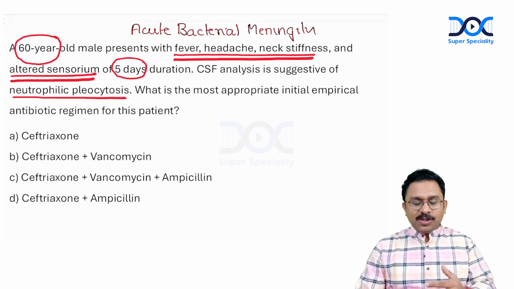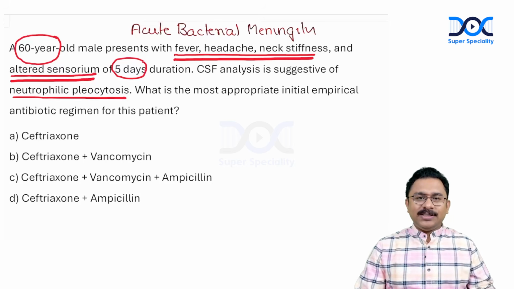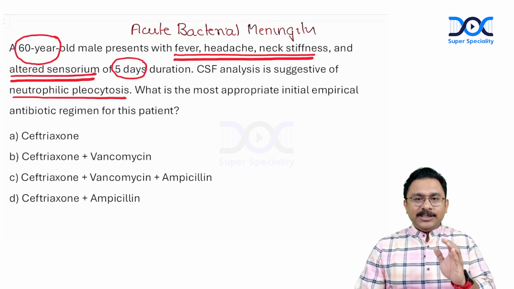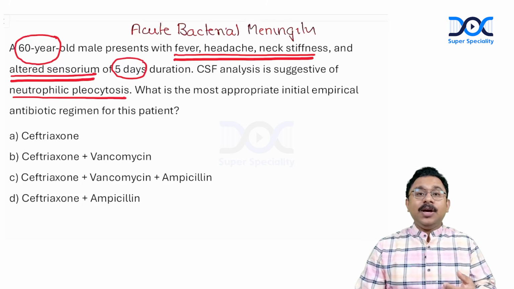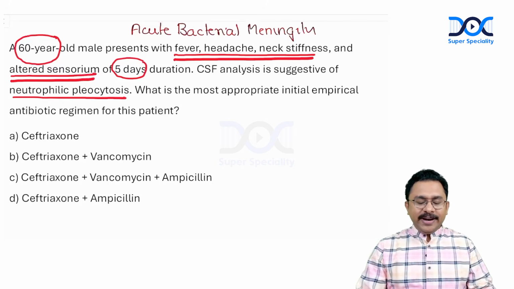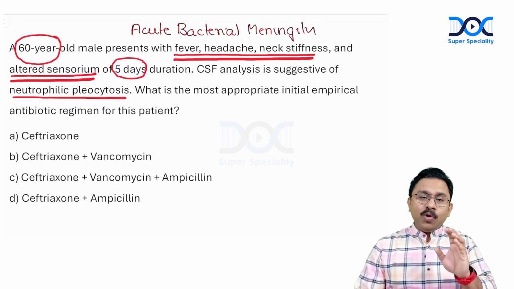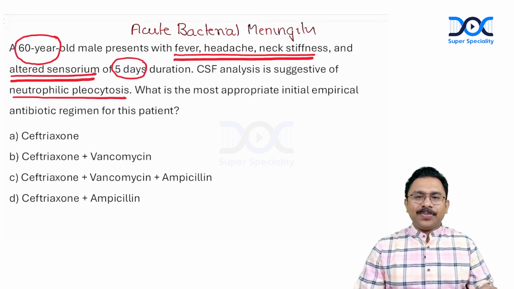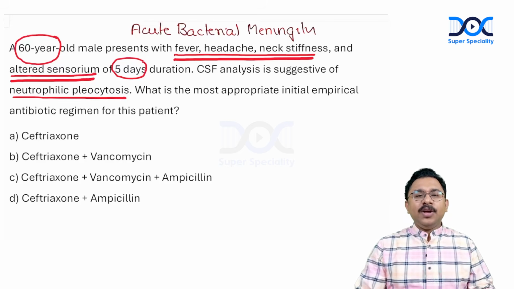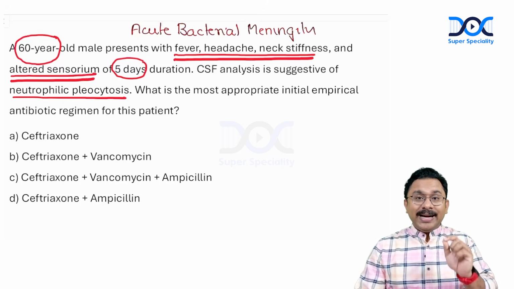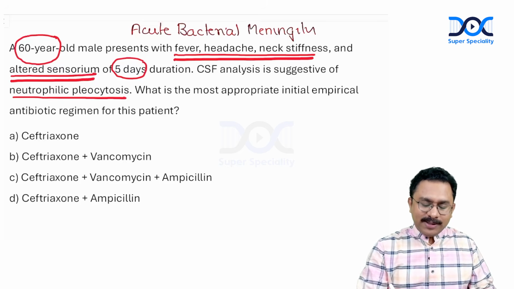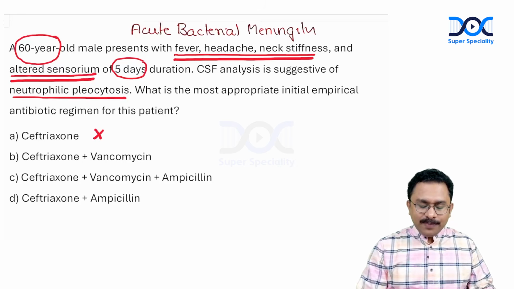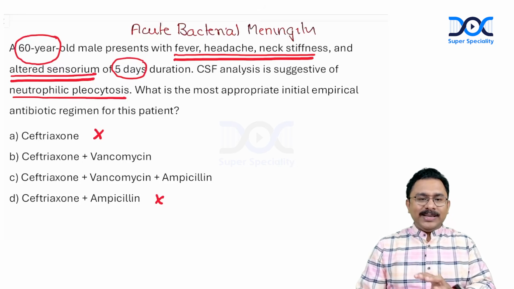So if you look at all the options, ceftriaxone is there. So a third generation cephalosporin will definitely help, especially dealing with an organism like pneumococcus. Yes, ceftriaxone is going to help. But will monotherapy with ceftriaxone help? No, because you need to add vancomycin as well. Why vancomycin? You can have pneumococci that are resistant to beta-lactam. So there has to be vancomycin as well in the regimen. So option A is eliminated. Option D also does not have vancomycin, so it is eliminated.